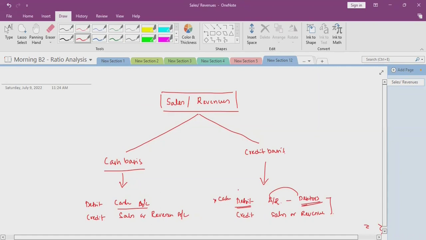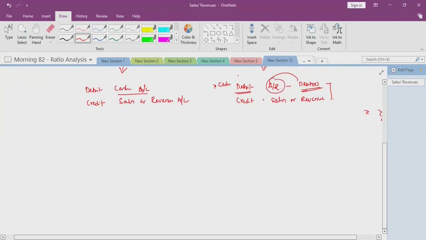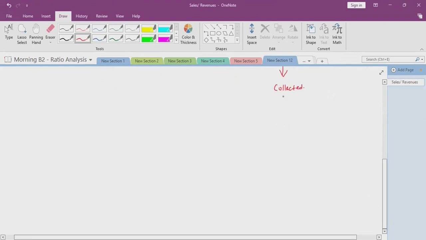What will happen next is that these amounts, the accounts receivable, need to be collected. For this collection we will give them some time, a credit limit. The credit time might be 30 days, 60 days, or 90 days. It depends upon the credit policy of the organization.